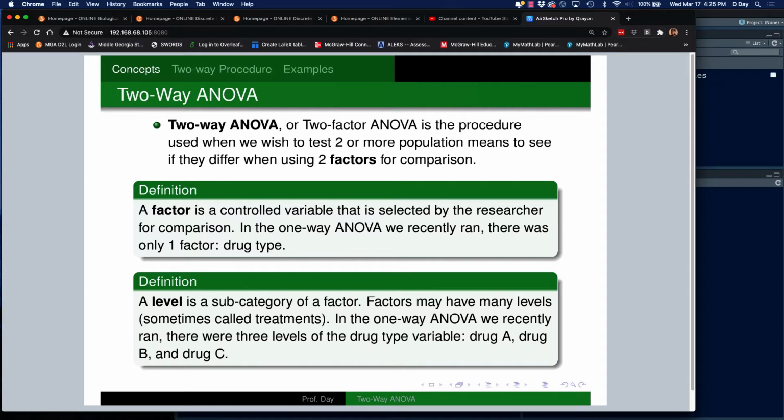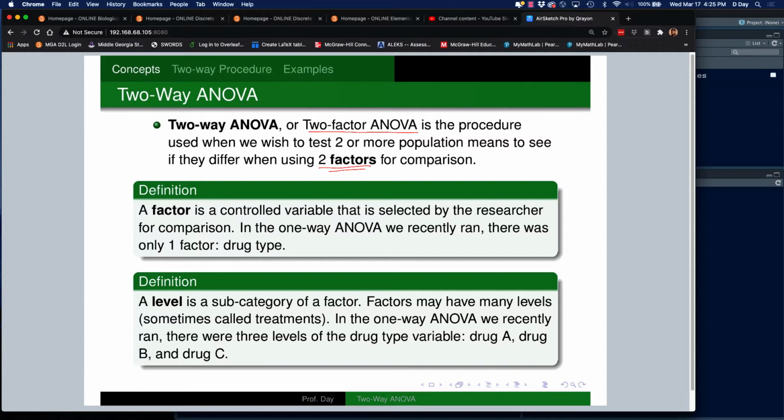As I just said, the two-way ANOVA or two-factor ANOVA is the procedure used when we wish to test two or more population means to see if they differ using two factors instead of just one. This will give us more groupings, if you will.